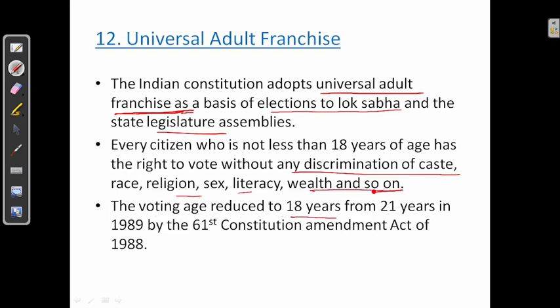Next, the voting age was reduced to 18 years from 21 years in 1989 by the 61st Constitutional Amendment Act of 1988. So earlier it was 21 years. Now the voting age was reduced to 18 years. So any person above 18 years can vote. This was made by the 61st Constitutional Amendment Act of 1988.